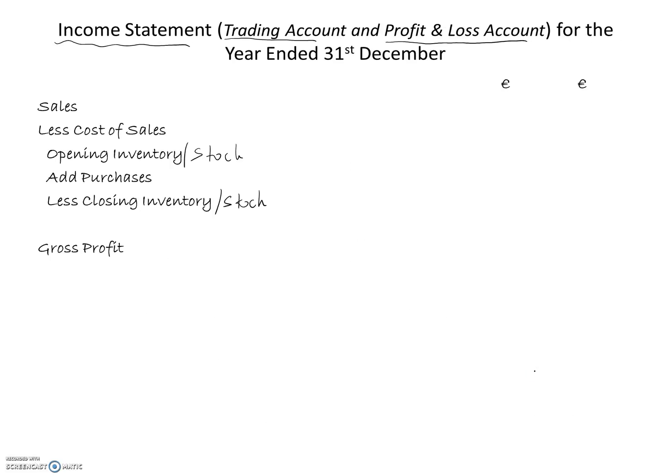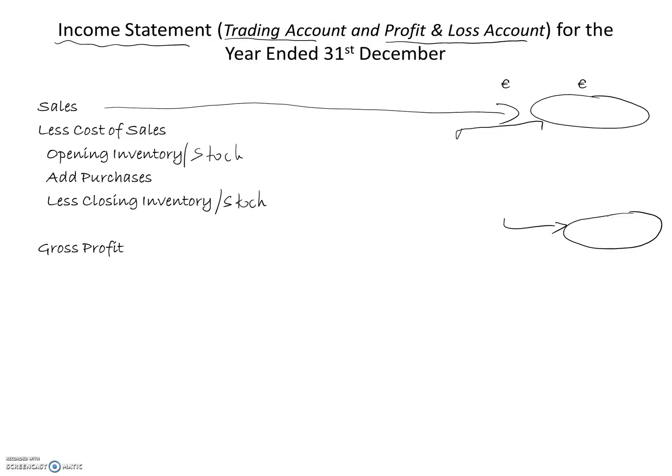So back here, we'll pop in our figures. Now what I'll do is, I'll put the sales figure out here on the extreme right hand side. And then I will step in and I'll work out my cost of sales. And when I have it, I'll take it out to the right hand column here, line it up underneath the sales, take it away, and I'll get the gross profit figure.